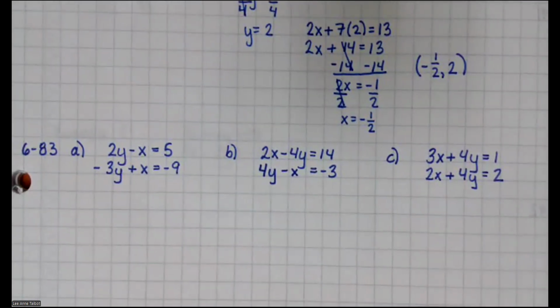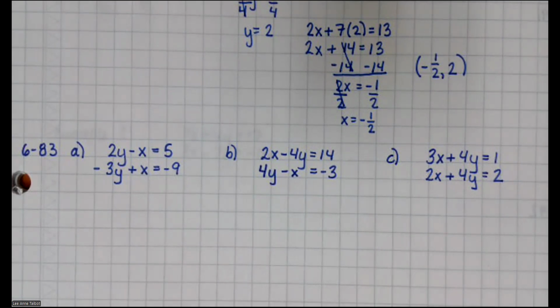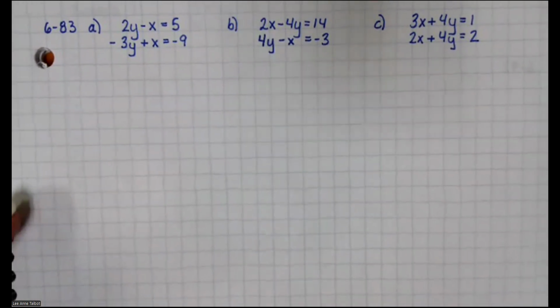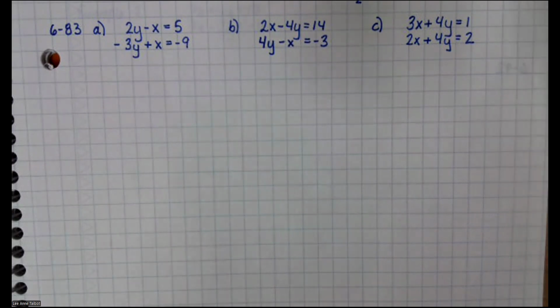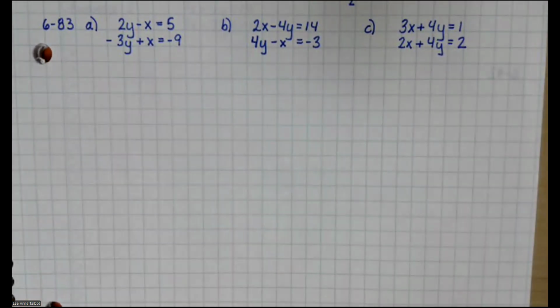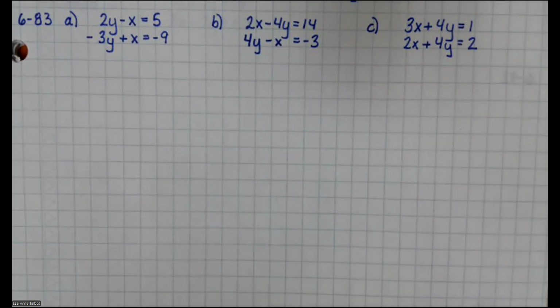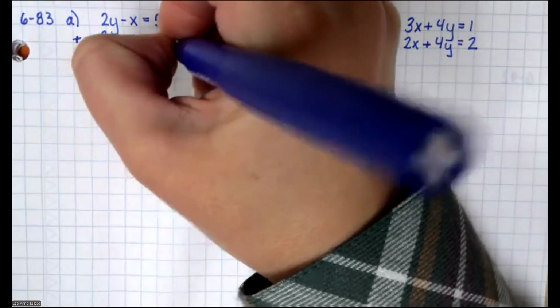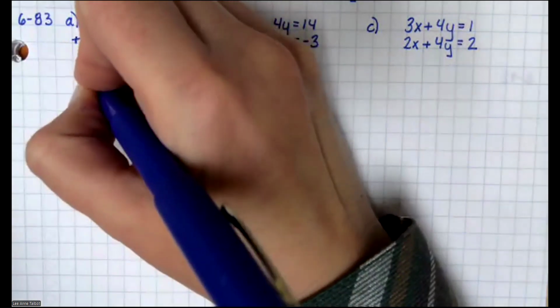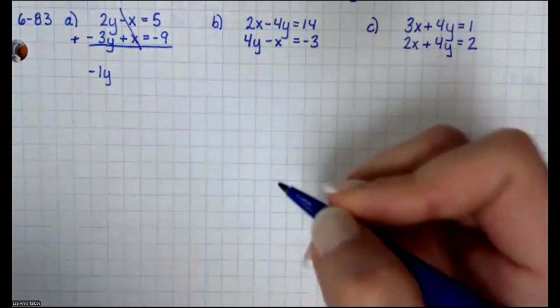Okay, now on this one, I tried to be a tiny bit slippery. Not on all of them. Okay, so before we start, A, is this one okay to add together? Yes. Why? Because we have opposite x's. Okay, so plus, so 2 plus -3, -1, y. The x's can eliminate.